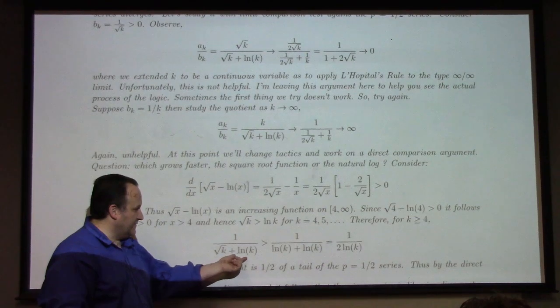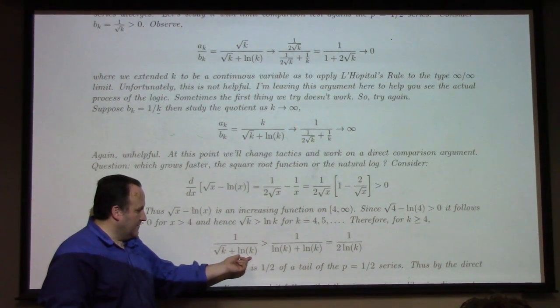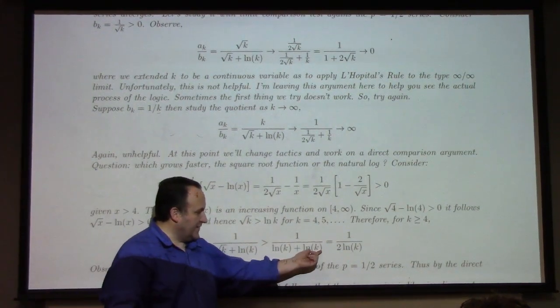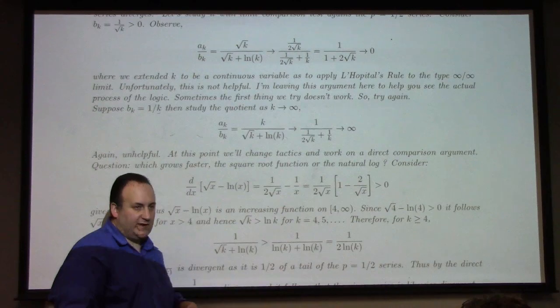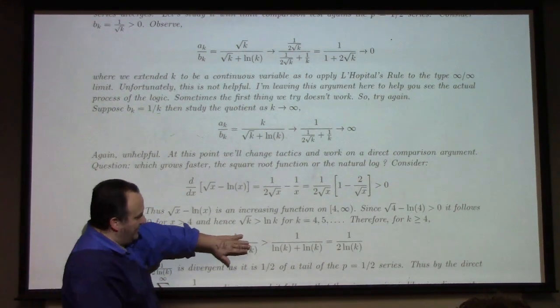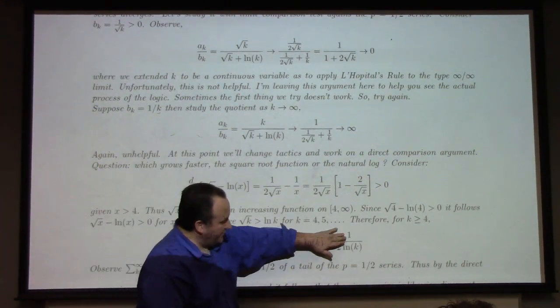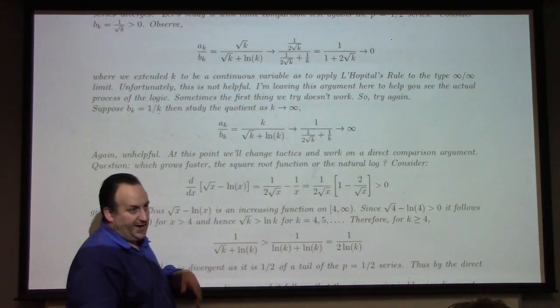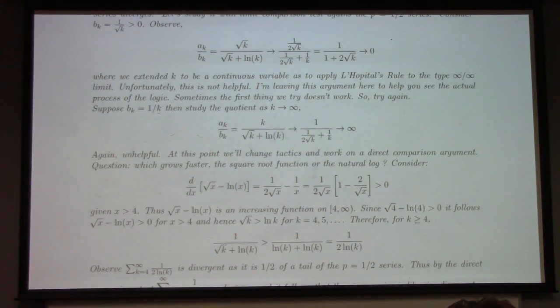Yes, if I replace the log with the square root of k, I've made the denominator larger, which makes the fraction smaller. Yeah, so I should really just put square root of k and square root of k here. Then I would have 2 times the square root of k. And then that, I can do limit comparison. Well, I don't even need limit comparison. If the terms in the given series are smaller than 1 over 2 times the square root of k, then I can do direct comparison with p equals 1/2 series to do this one.